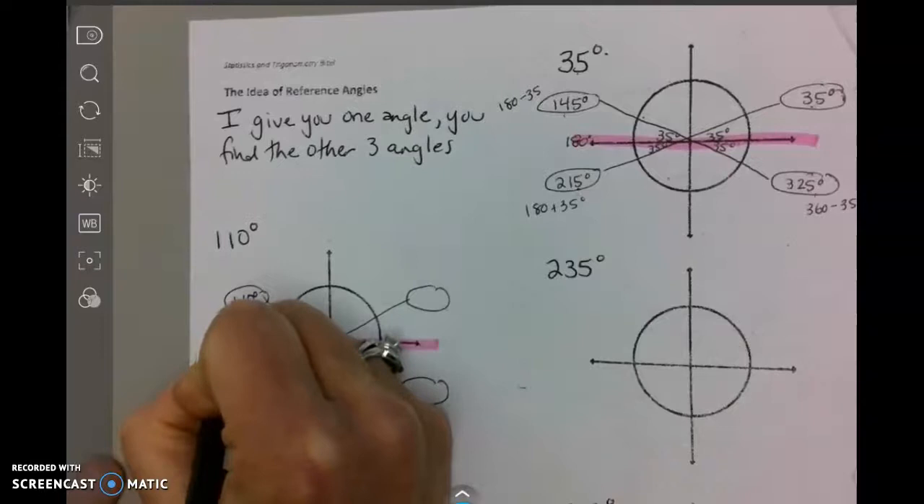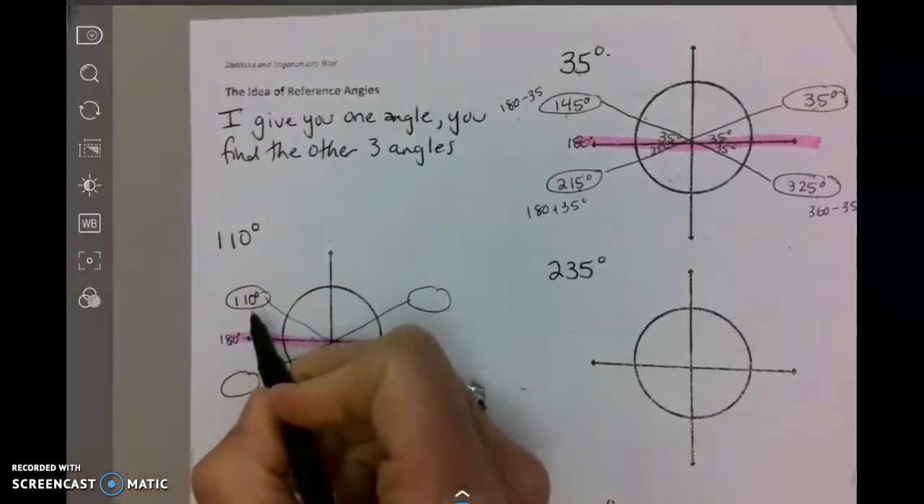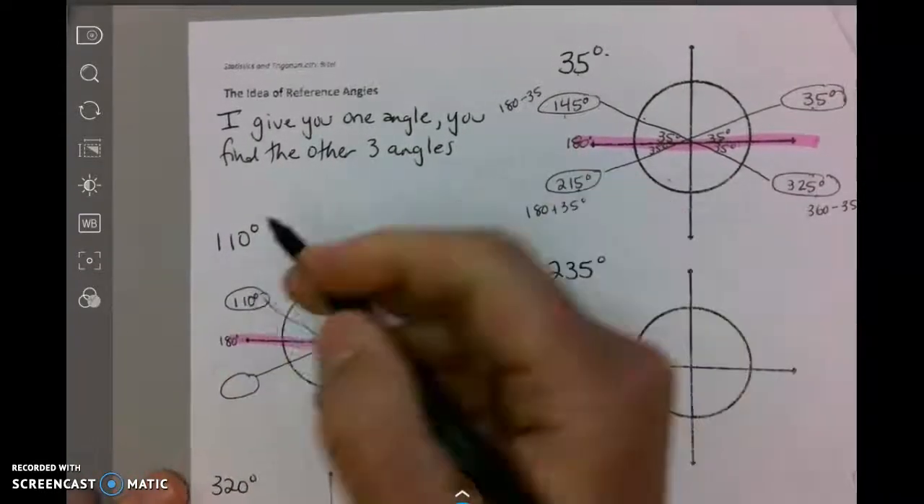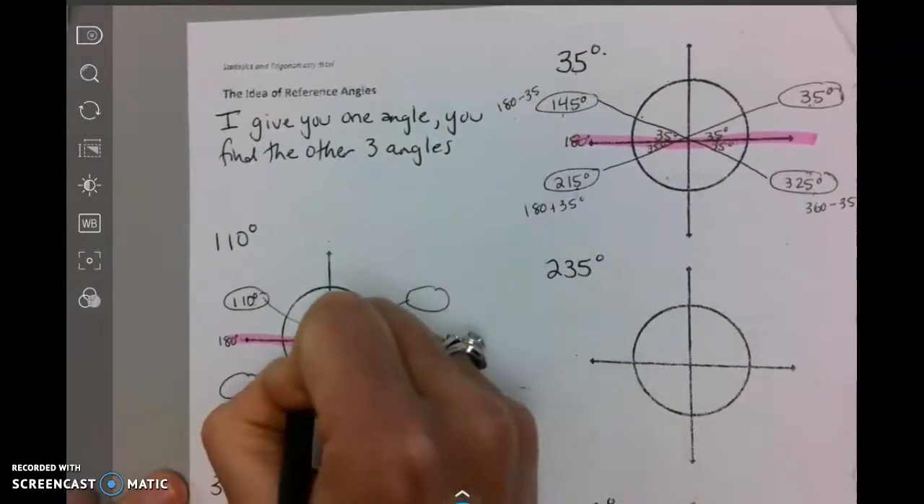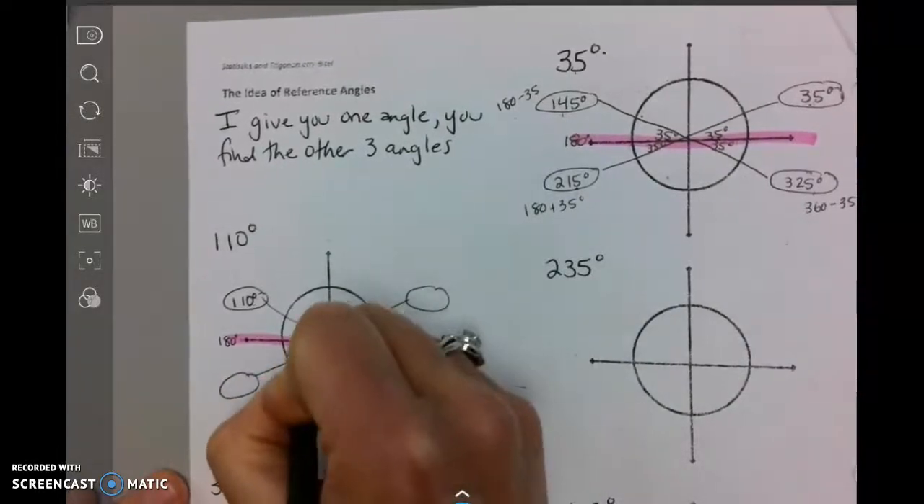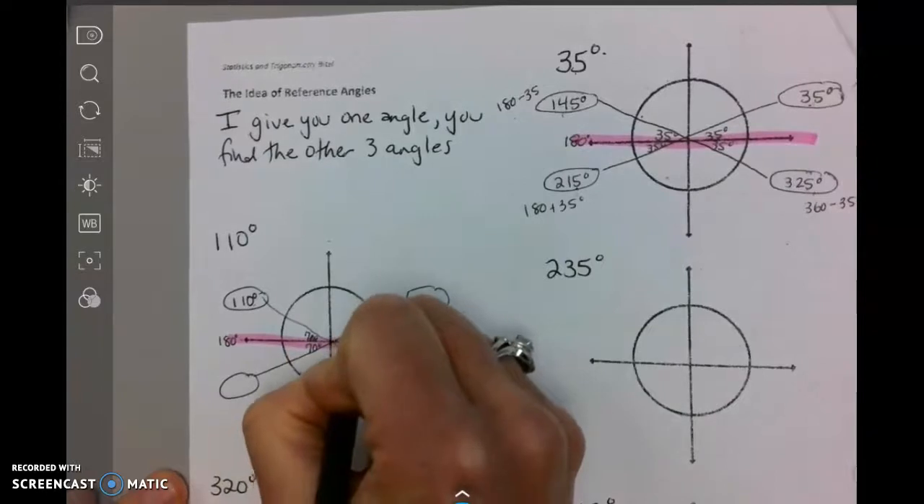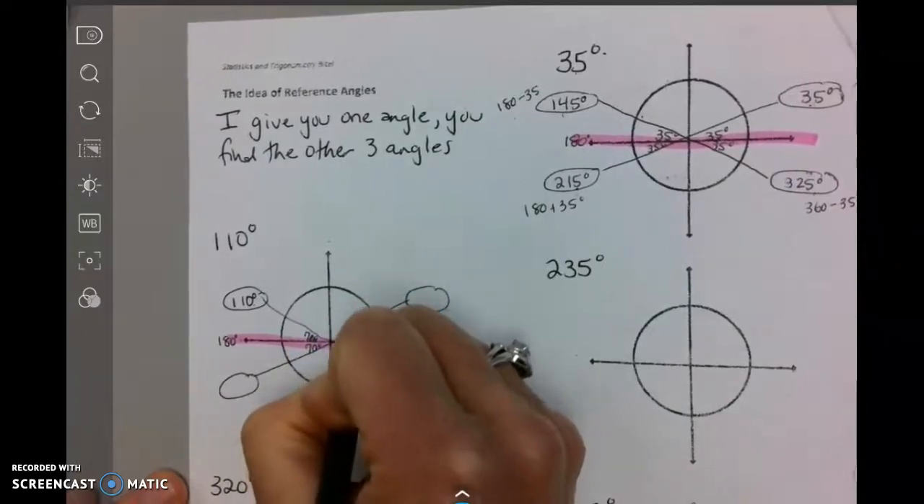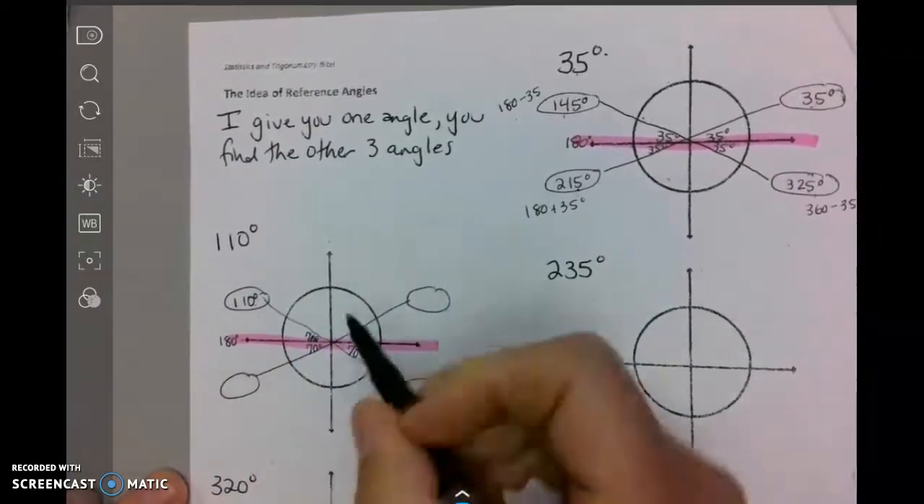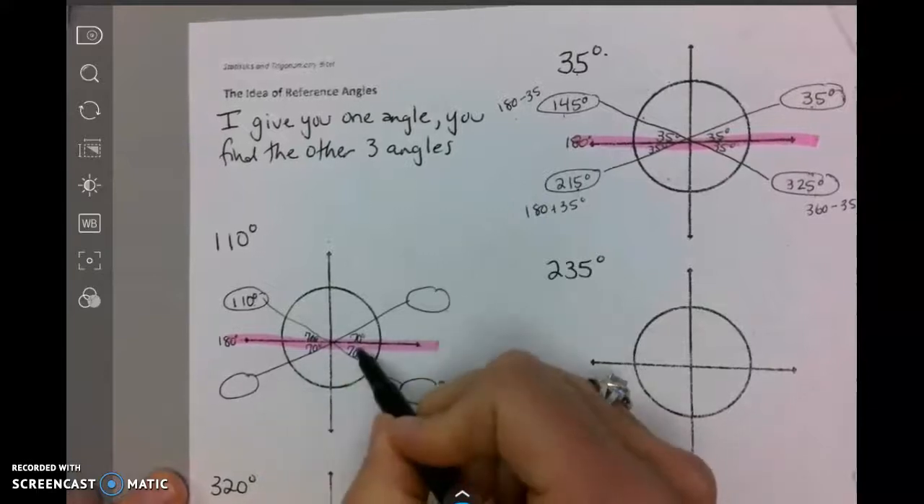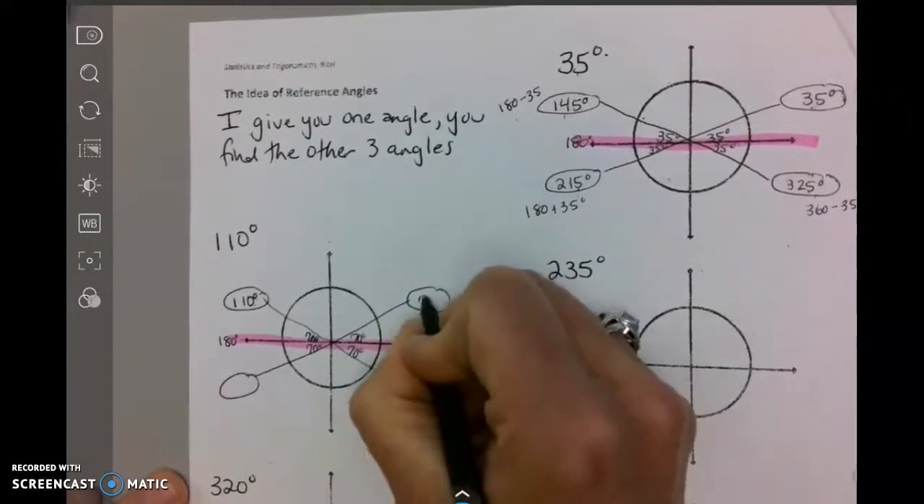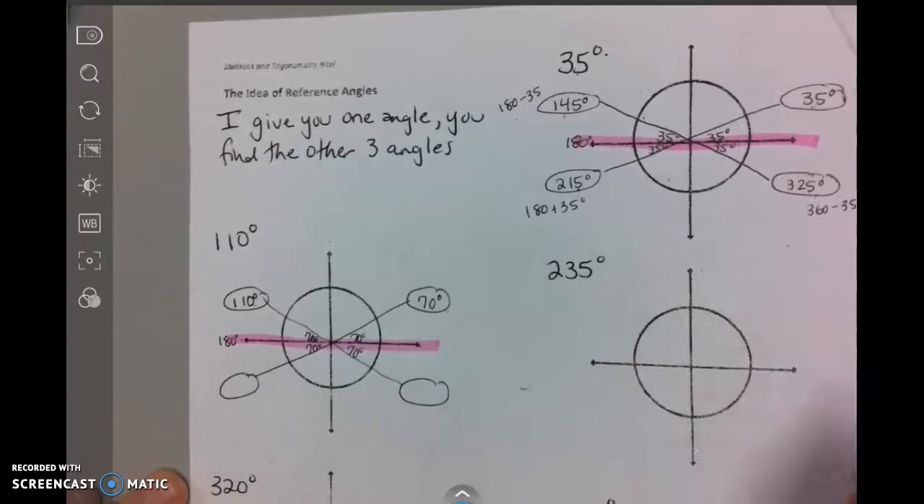Well, this is 180 and this is 110. This is 70 degrees up from the 180. So this must be 70 degrees, which makes all of these 70 degrees. All of these angles have to be the same. Well, that makes this 70 degrees.